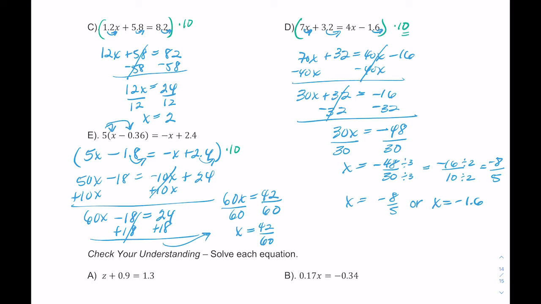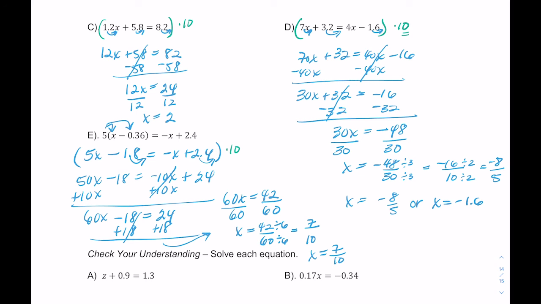You can reduce that. I know 6 goes into 60, and 6 also goes into 42. So I'm going to try dividing the numerator and the denominator by 6 to reduce it. 42 divided by 6 is 7. And 60 divided by 6 is 10. So your final answer is 7/10.